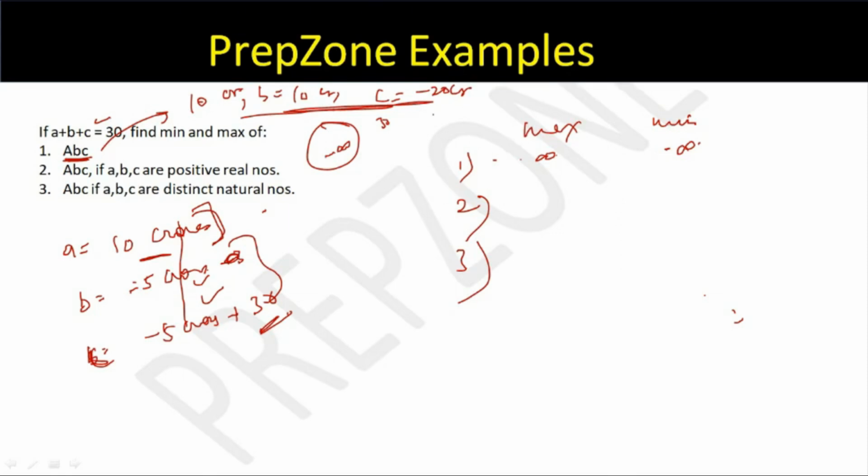Or what you do is, if you want the product to be maximum, take the numbers as close as possible or equal. So take A equals B equals C equals 10. Then 10 cube will be your maximum value of the product. So this is 10 cube, which is 1000.